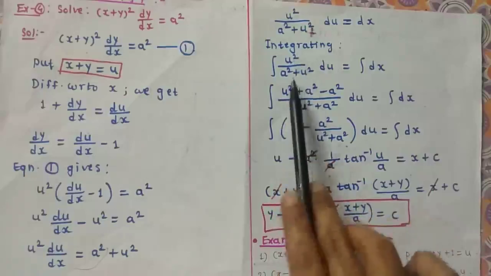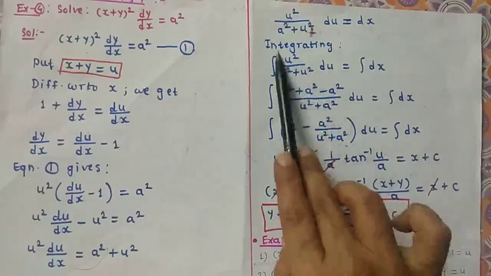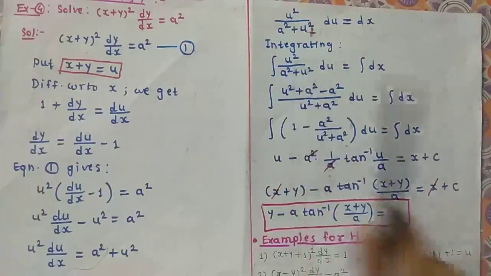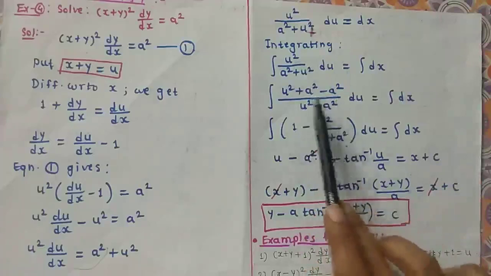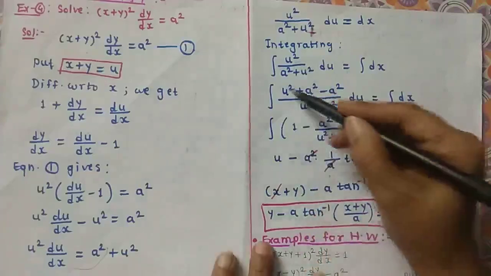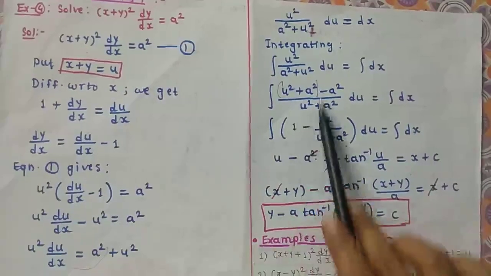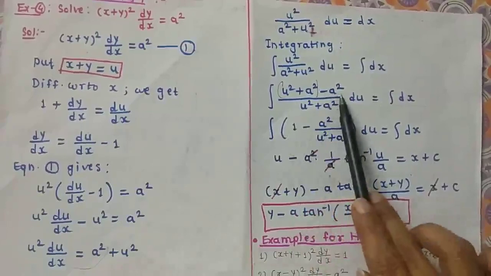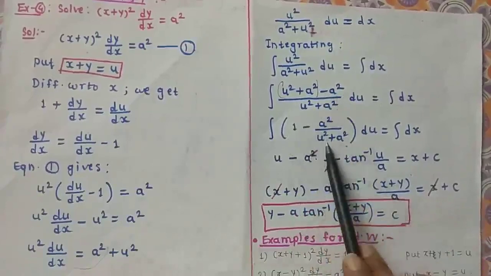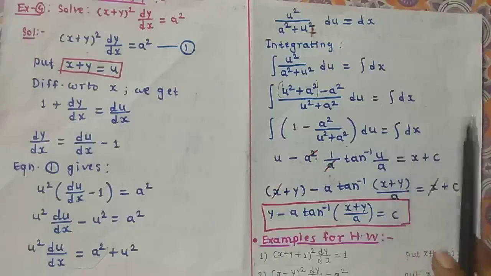we take simply integration, but while taking integration here we make some adjustment because the degree of numerator and denominator are the same. So here we add a square and subtract a square. Now we separate the denominator. So this (u square plus a square) upon (u square plus a square) gives us 1, minus the second term becomes a square upon (u square plus a square), du equals integration of dx.